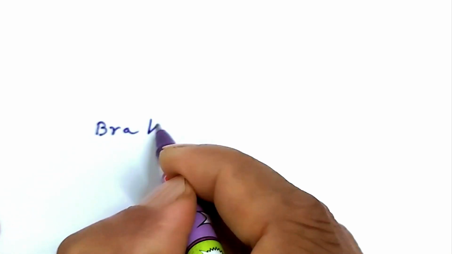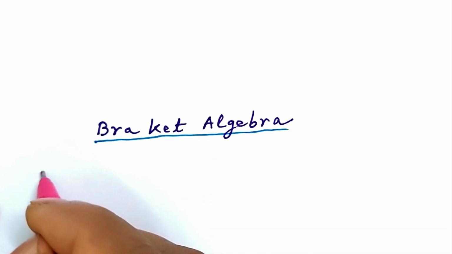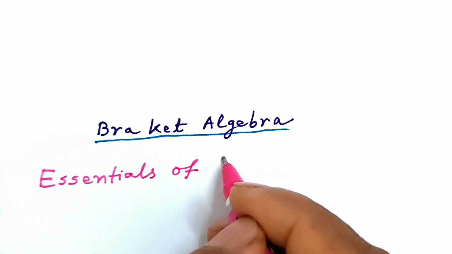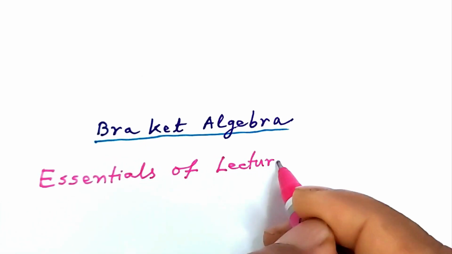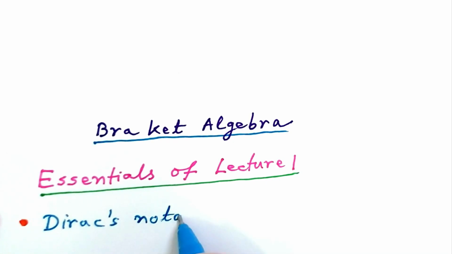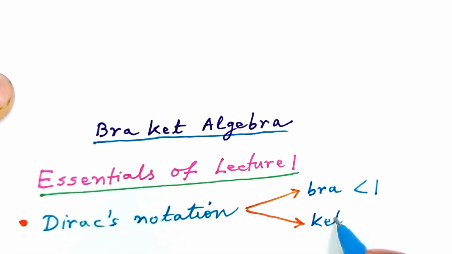We are on to the second lecture of the lecture series entitled Bracket Algebra. At the outset, let me mention the essential points or the takeaway from the first lecture. We introduced two notations proposed by Dirac, namely bra and ket.